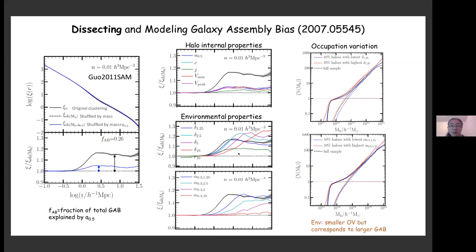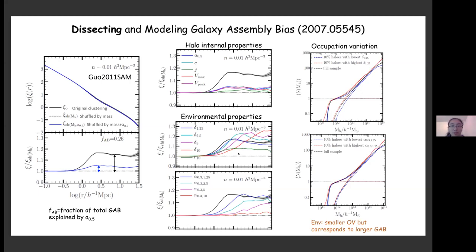For example, if you have a halo in a denser region, it is more likely to host a central and have more satellites. So this is basically the cause of the galaxy assembly bias. And if we want to model the galaxy assembly bias, it is very helpful to modify the occupancy variation.